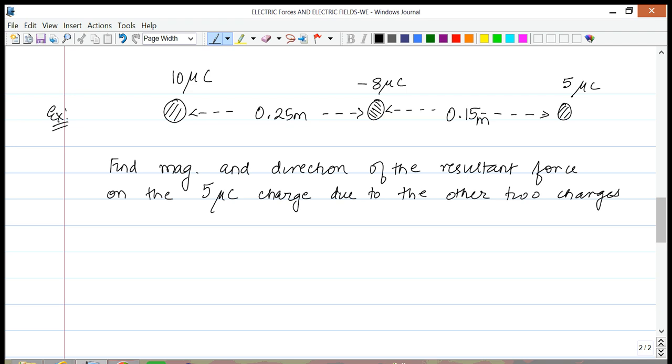Alright, so here's our next problem. In this problem you have three charges, a 10 microcoulomb, a negative 8 microcoulomb, and a 5 microcoulomb charge, and the distances are all given. The question is, what is the magnitude and direction of the force on the 5 microcoulomb charge? So essentially we are interested in this charge here, the 5 microcoulomb charge.